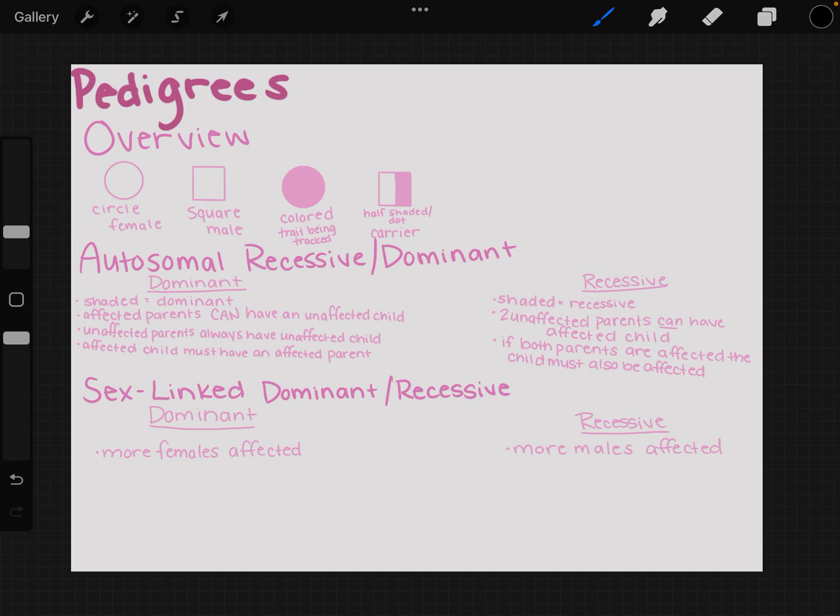I didn't really go into depth on the sex-linked dominant versus recessive, but it's just going to be whether or not females and males are affected. We know that sex-linked traits are going to affect males more often. So if we're tracking a dominant trait, then it's going to be more females affected because they're going to have the dominant or unaffected or carrier trait more often. Then more females will be shaded, whereas with recessive, more males would be shaded because they're more likely to have the affected phenotype.